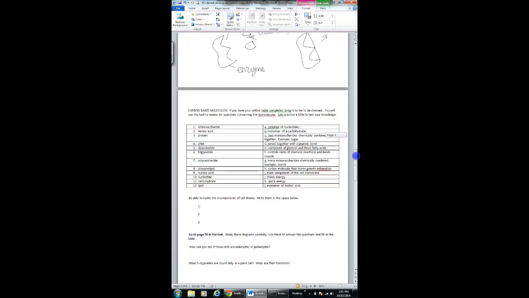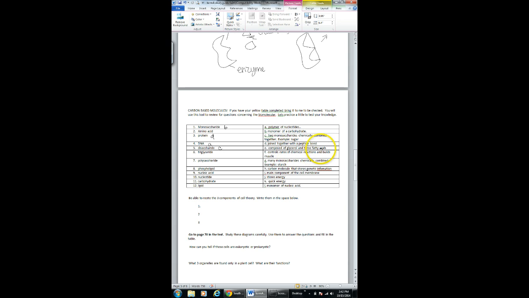All right, so here's a little matching with our monosaccharides. A polymer of a nucleotide, that's going to be a whole bunch of nucleotides put together, and so that is going to be DNA. A monomer of a carbohydrate, that's going to be a monosaccharide. 2 monosaccharides chemically combined together, for example sugar, which we saw in our lab, is a disaccharide. Joined together with a peptide bond: a peptide bond is what links amino acids together, and so that would be a protein, which is right here.